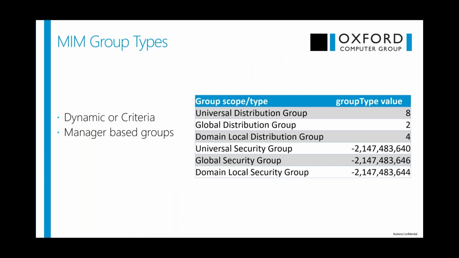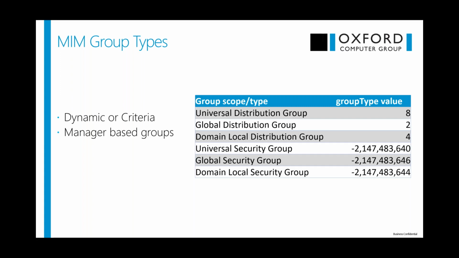So what are the typical MIM group types? In the portal or inside of the synchronization engine, we pretty much could do any type of Active Directory group: universal distribution group, global distribution group, domain local, universal security groups, global security groups, and domain local security groups. And if you've ever done any configuration or coding, development, you know how the different group type values come together to create the different groups from what you have in the portal to what you have in Active Directory.